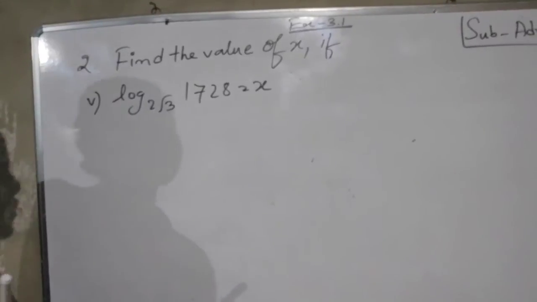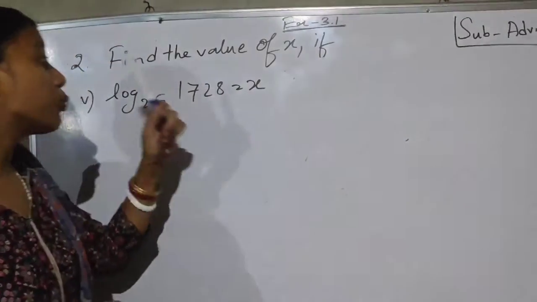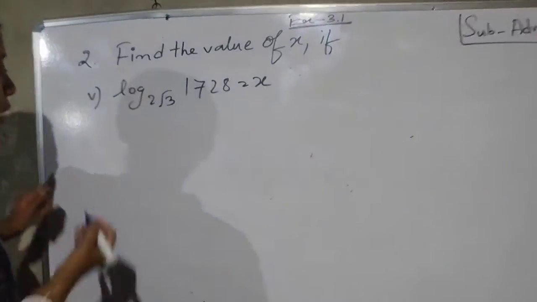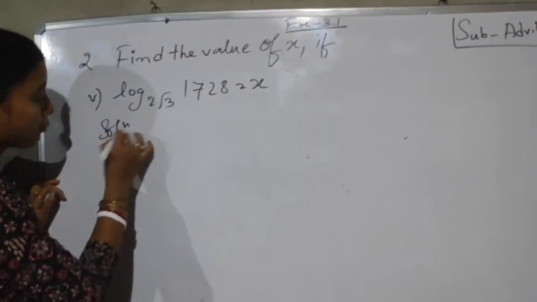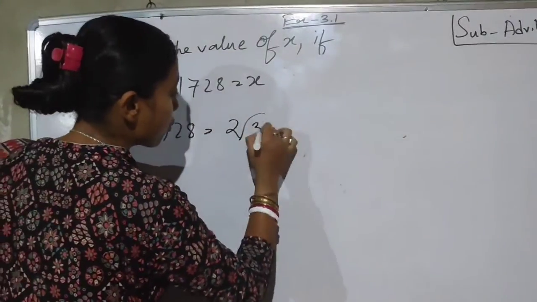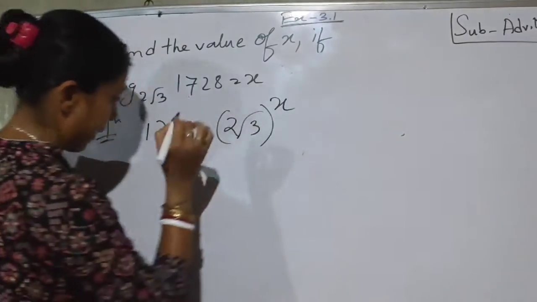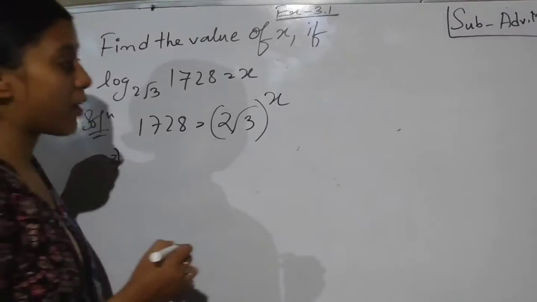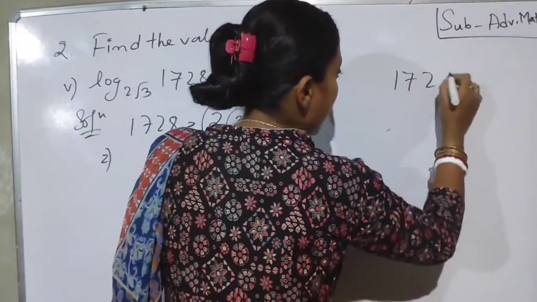Now number 5, you see log 1728 to the base 2 root 3 is equal to x, given. So what we can write from here? Same like before, 1728 equal to 2 root 3 to the power x. Right? So this one what we will do? This one we will find out the factors.